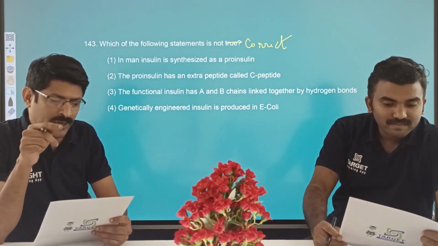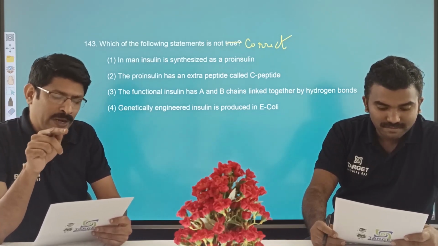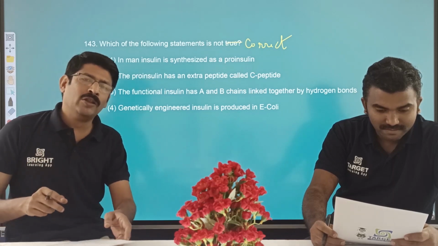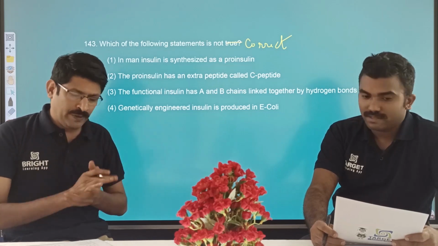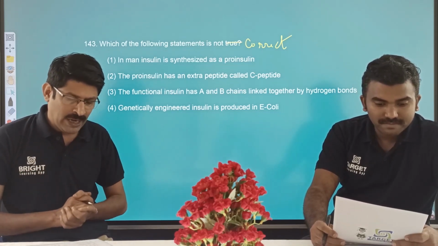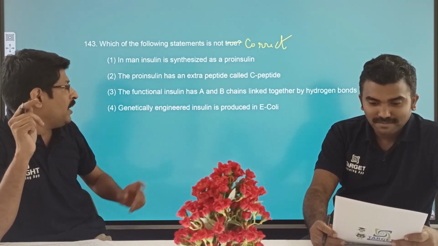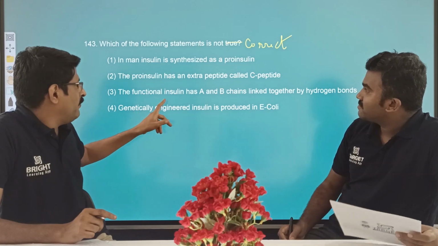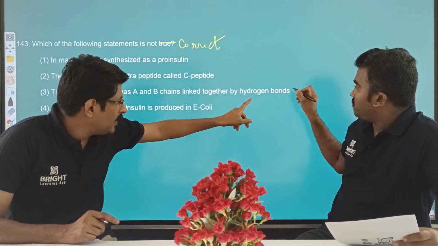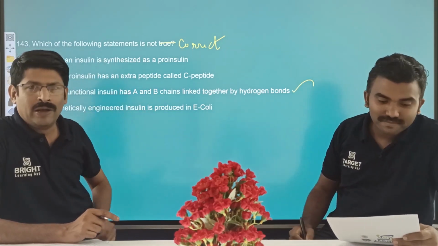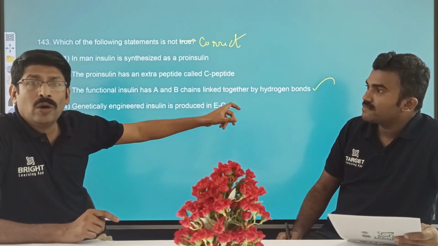And proinsulin has an extra peptide, the C peptide. That is also a correct statement. The functional insulin has A chain and B chain. We know that insulin is a peptide hormone and it contains only 51 amino acids, two chains, the A chain or alpha chain and the B chain, held together not by hydrogen bond but by disulfide bond. So when we are reading, functional insulin A and B chains are linked together by hydrogen is the only mistake in the question. It is due to disulfide bond.